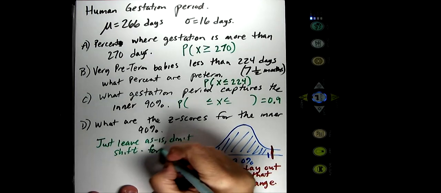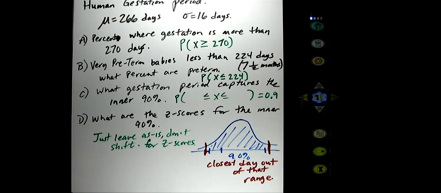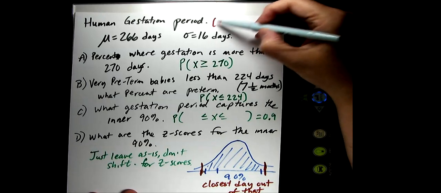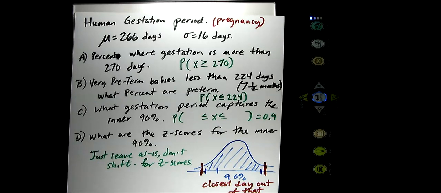Or D, for Z-scores. And add the word pregnancy up here, because most people know what pregnancy is, but not everyone knows what gestation is. All right, you guys ready?